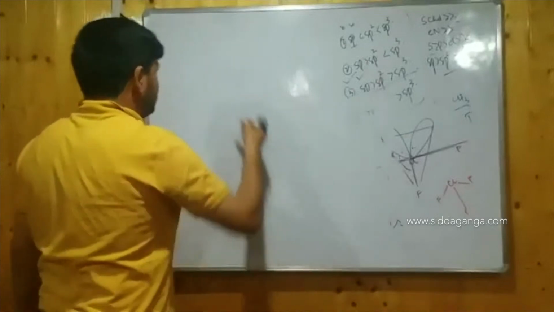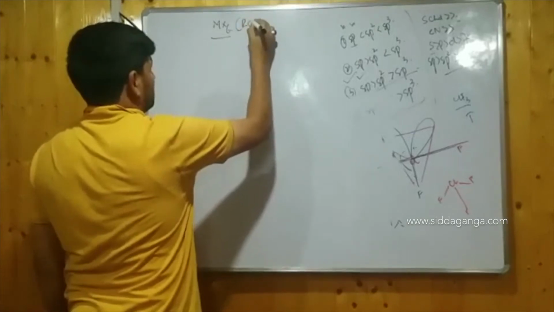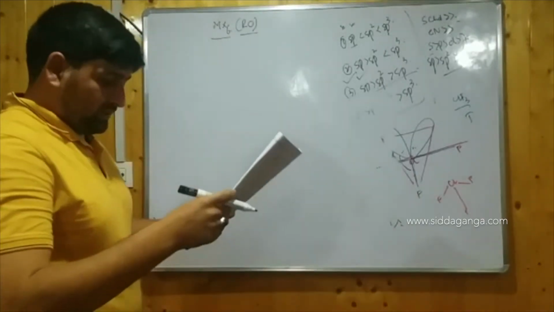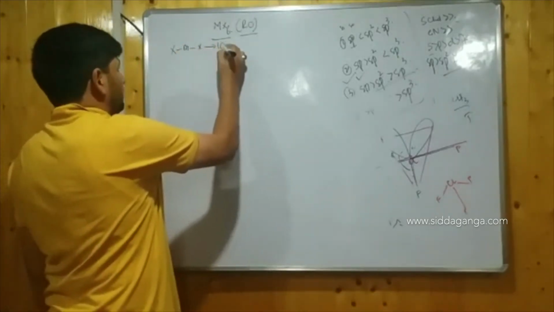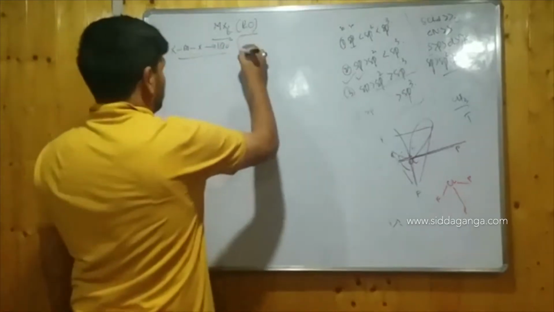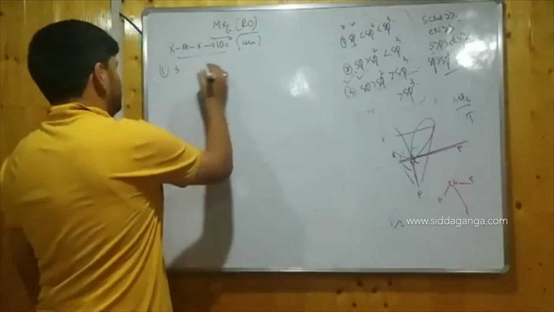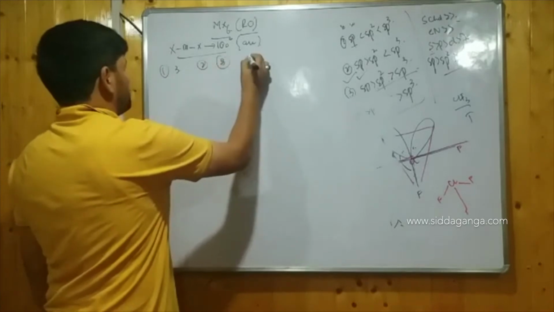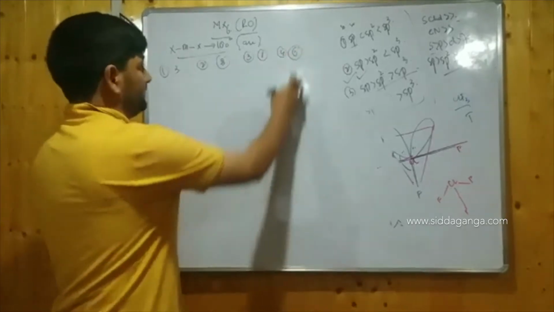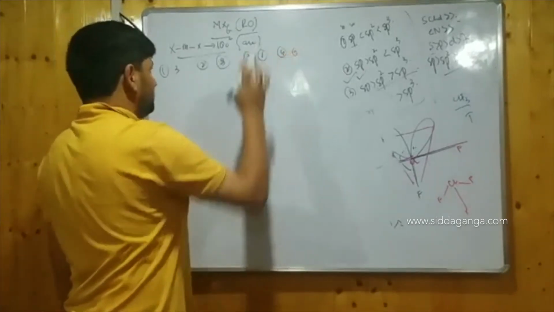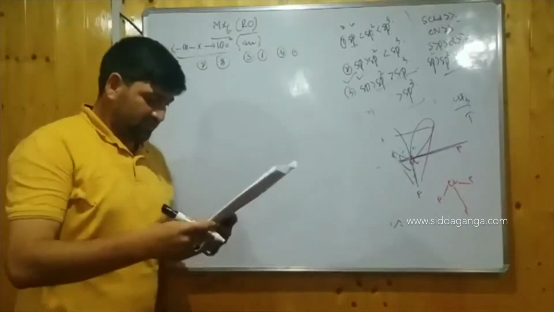MX6, regular octahedral structure. The number of XMX bonds at 180 degrees are. Options: option 1, 3; option 2, 2; option 3, 1; and option 4, 6. Right, children? So 3, 2, 1, and 6 are the options which are given to us. Clear?